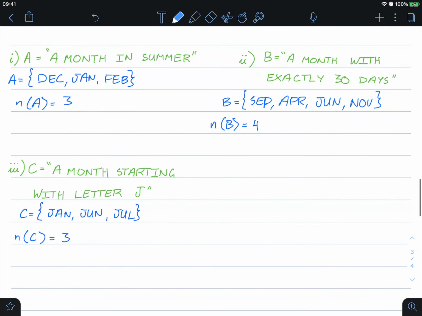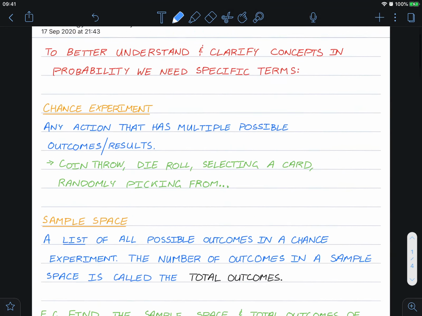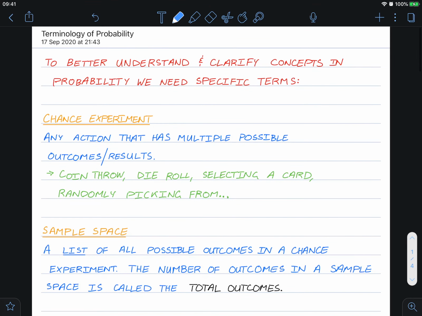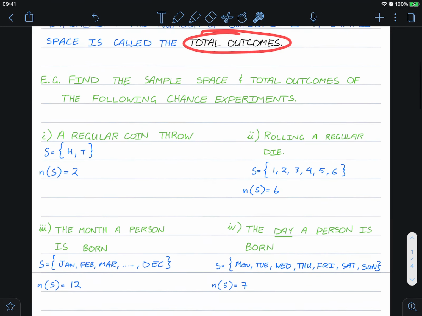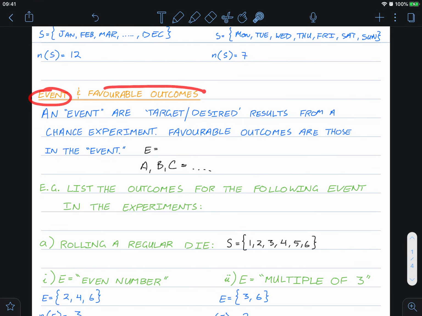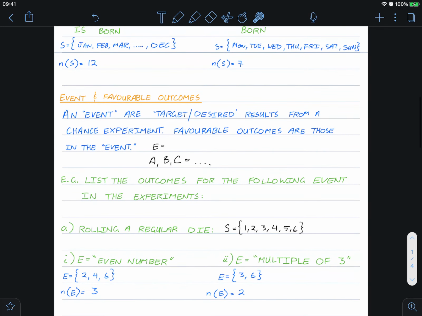So I hope that gave you an insight into the terminology that we will be using. Once again: chance experiment, sample space and total outcomes, events, and favorable outcomes.